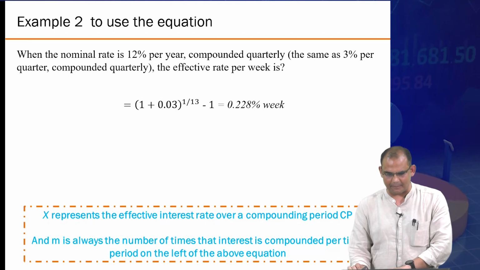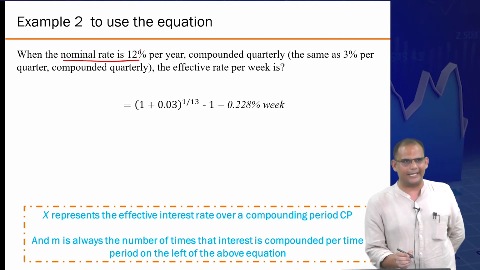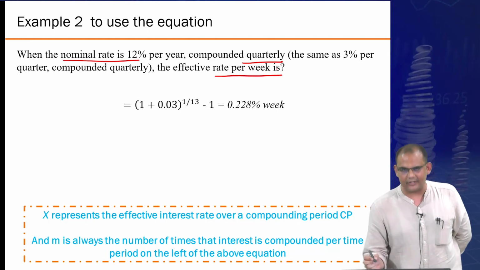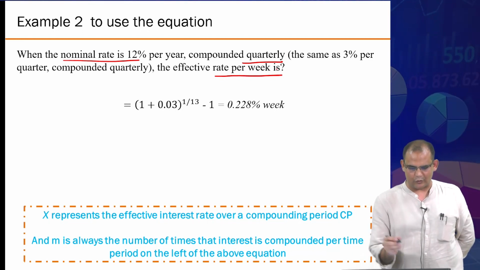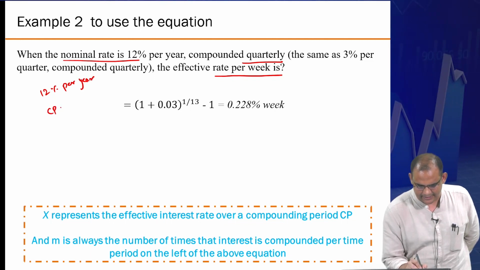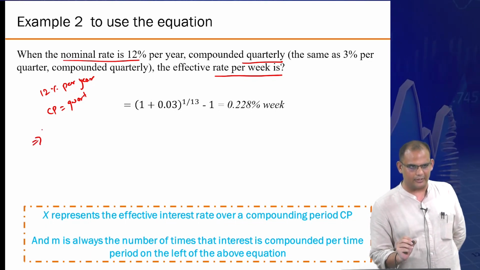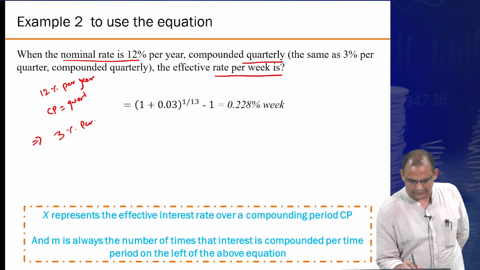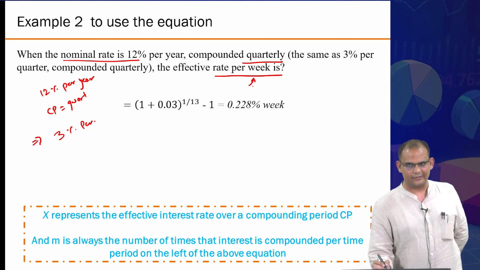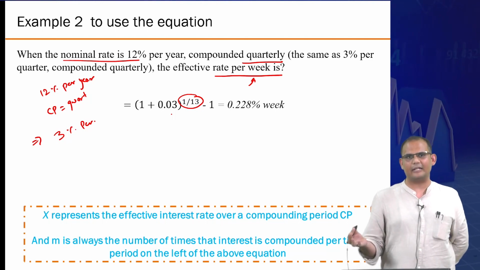I'll just give you a simple example and we will conclude this lecture here. So let's say the nominal interest rate is 12% per year, compounded quarterly. The effective rate per week is what? So 12% per year. CP is quarterly. So your effective rate per quarter is what? 3% per quarter. Now your target is week. How many quarters in a week? 1 by 13 becomes your M. The answer comes out to be the weekly rate.